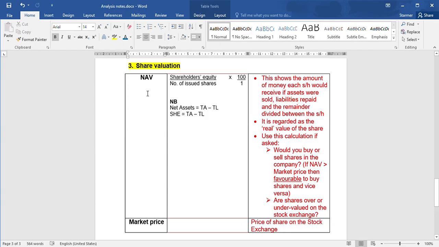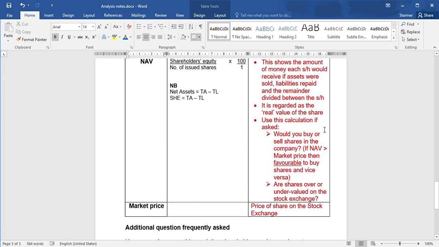Now, the net asset value is actually the real value of the share, because if you take your shareholders' equity and you divide it by your number of issued shares, you're going to show how much each shareholder would receive if all the assets were sold, liabilities repaid, and the rest split between the shareholders. Remember, net assets is total assets minus total liabilities, and shareholders' equity is also assets minus liabilities. So, as I said, this is regarded as the real value of the share, and this is a good guide as to whether shares are over or undervalued on the stock exchange.